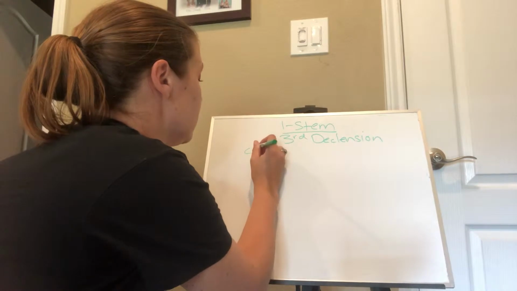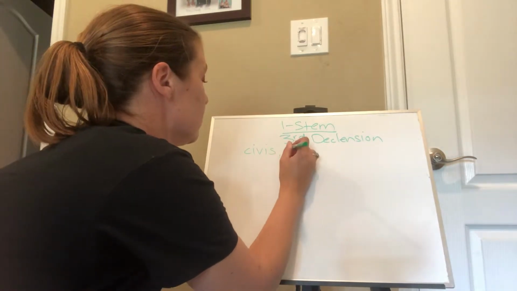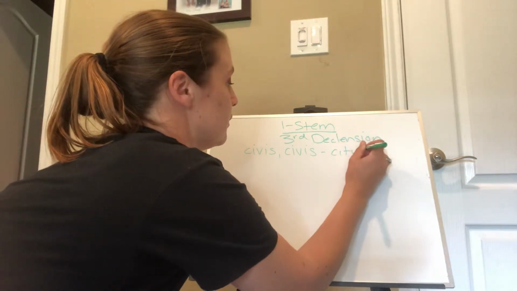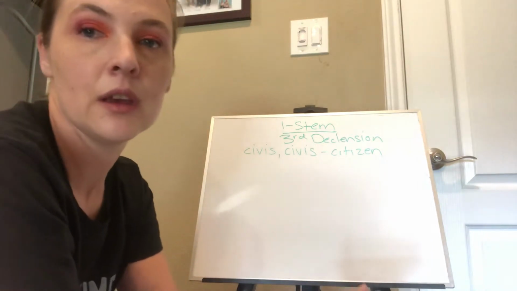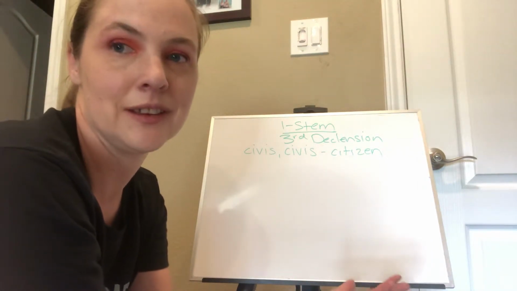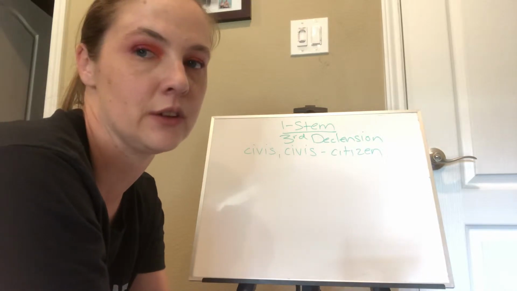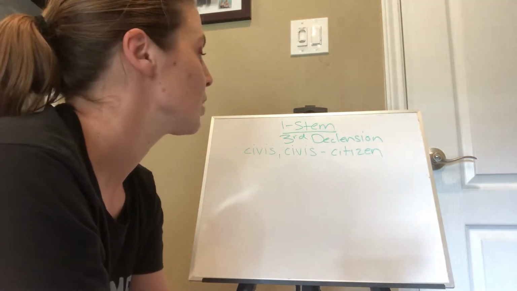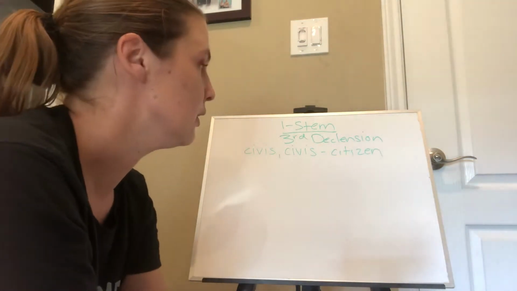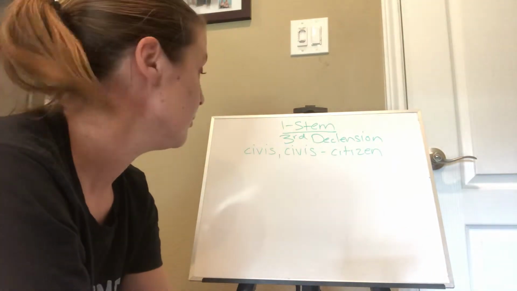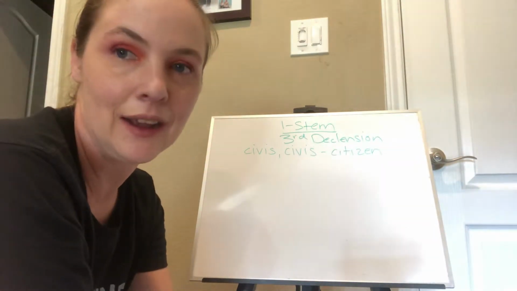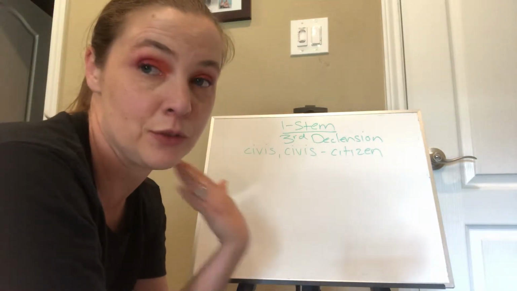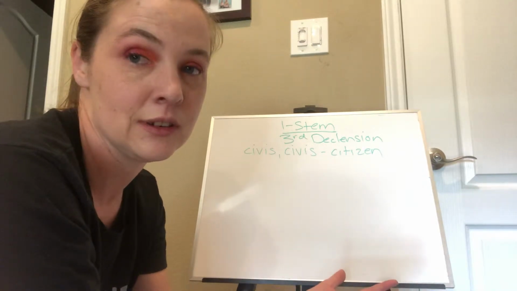We're going to do the word civis. Civis. This is the word for citizen. We get words like citizen and civic from this. Your civic duty is your duty as a citizen. So, here we go. This is called an I stem because we have an I in our stem, and the I is going to be present throughout the entire declension.